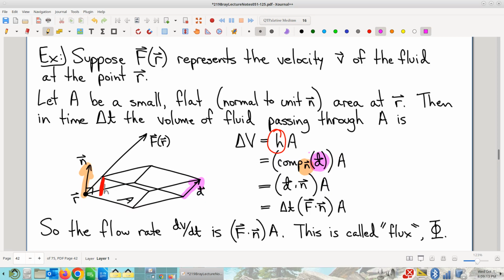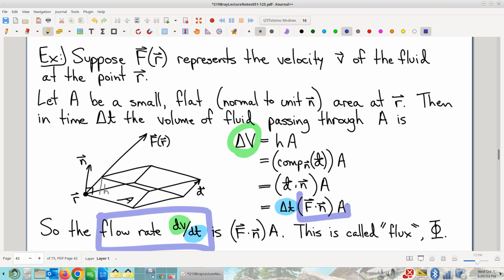And then it's kind of all over but the shouting at this point. Components are computed with dot products. Displacement is velocity times time. Keep in mind the vector field represents velocity. And now, all together, we've got volume per unit time. And you can see right here that therefore flow rate, volume per unit time, is going to be this expression right there.